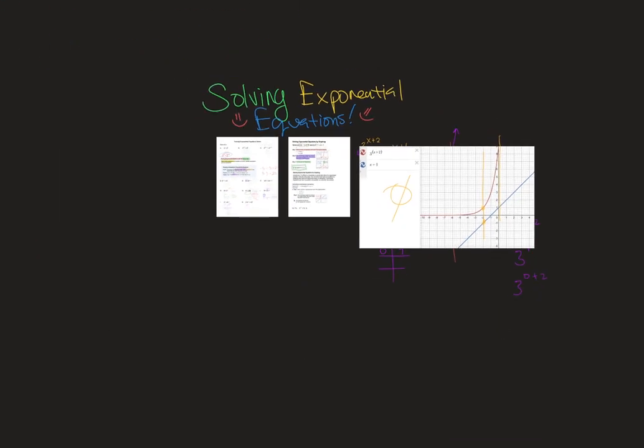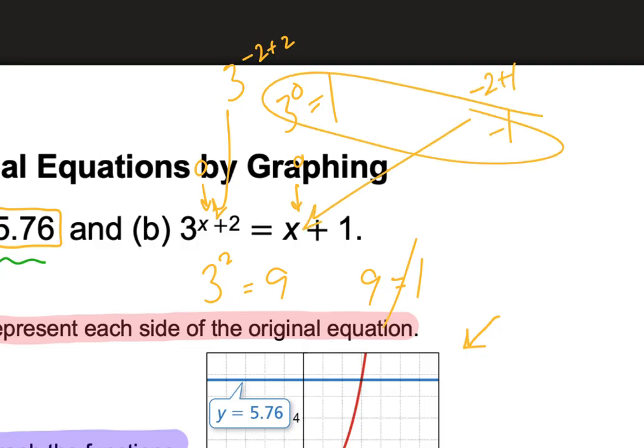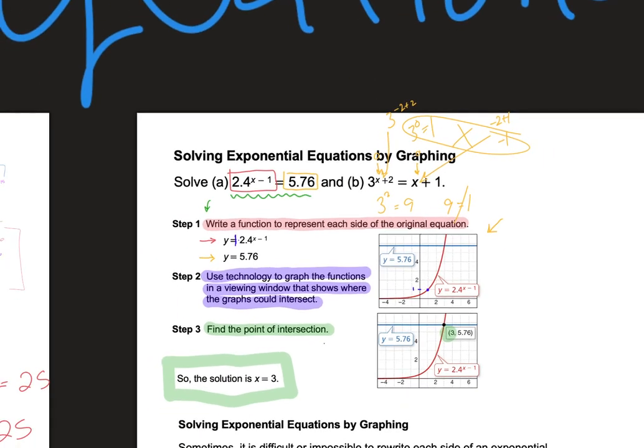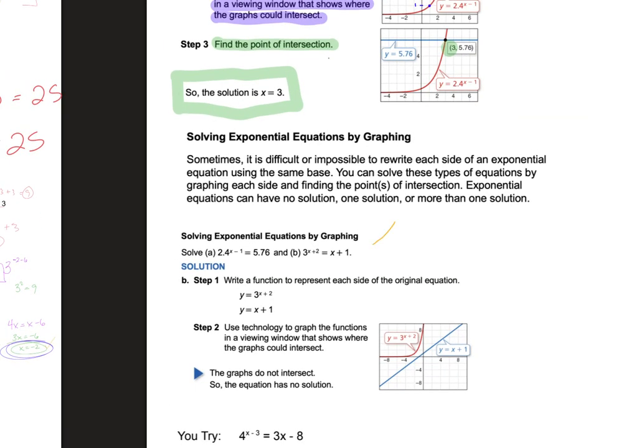So when we plug in -2, for this one, we would get 3 to the -2 plus 2. Well, that's 3 to the 0, which is 1. And if you plug in -2 there, -2 plus 1 is -1. Do 1 and -1 equal each other? No, of course they don't. So, for B, it is no solution. By the way, it's accidentally written there too, so no solution.